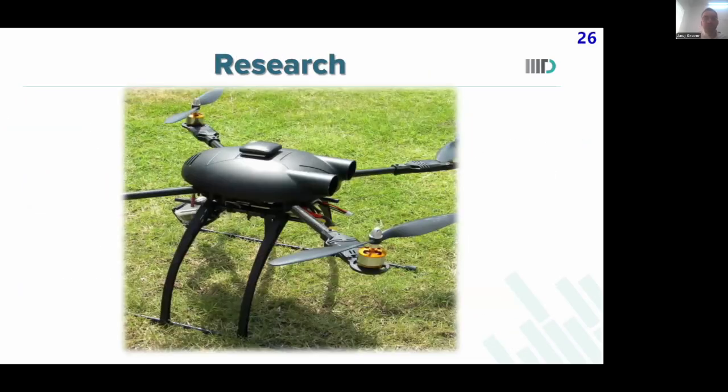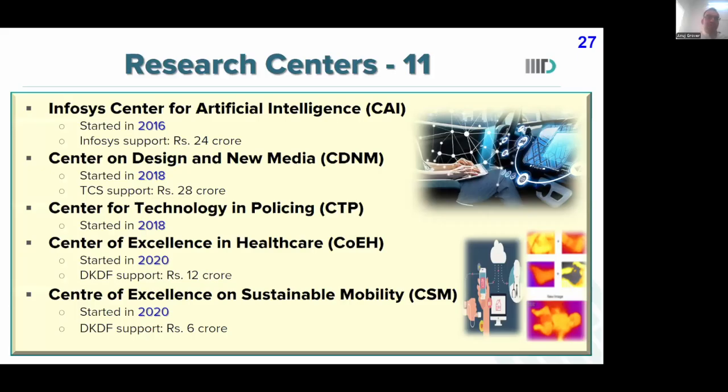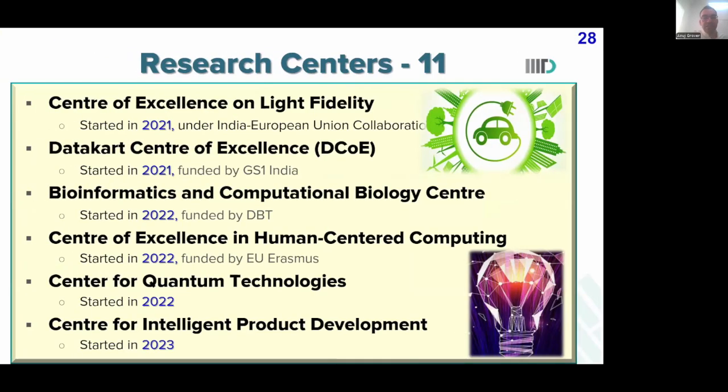In terms of research, we have 11 research centers, starting from a Center for Artificial Intelligence, Design and New Media, Center for Technology in Policing, Center of Excellence in Healthcare, Center of Excellence on Sustainable Mobility, to Center of Excellence on Light Fidelity, Data Card Center of Excellence for Data, Bioinformatics and Computational Biology Center, Center of Excellence in Human-Centered Computing, Center for Quantum Technologies, and Center for Intelligent Product Development. And we will pretty soon also have a center on space technologies launched.